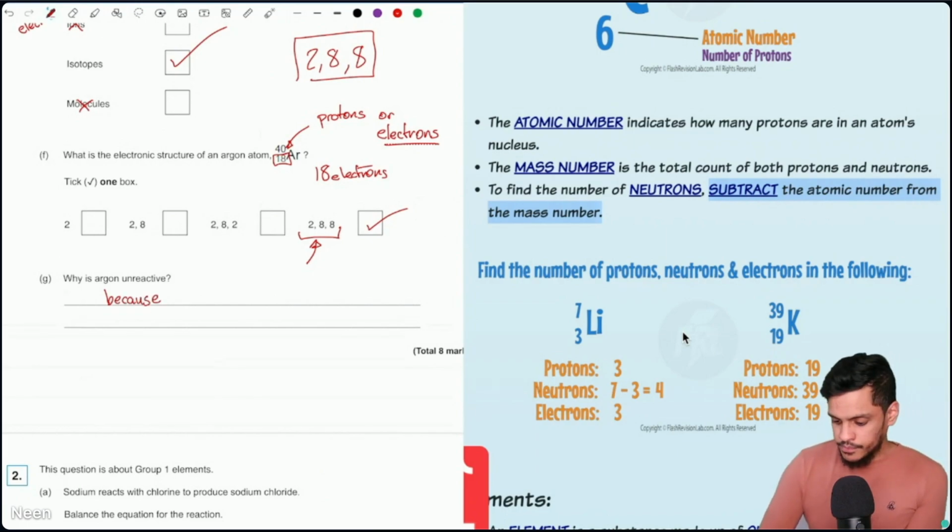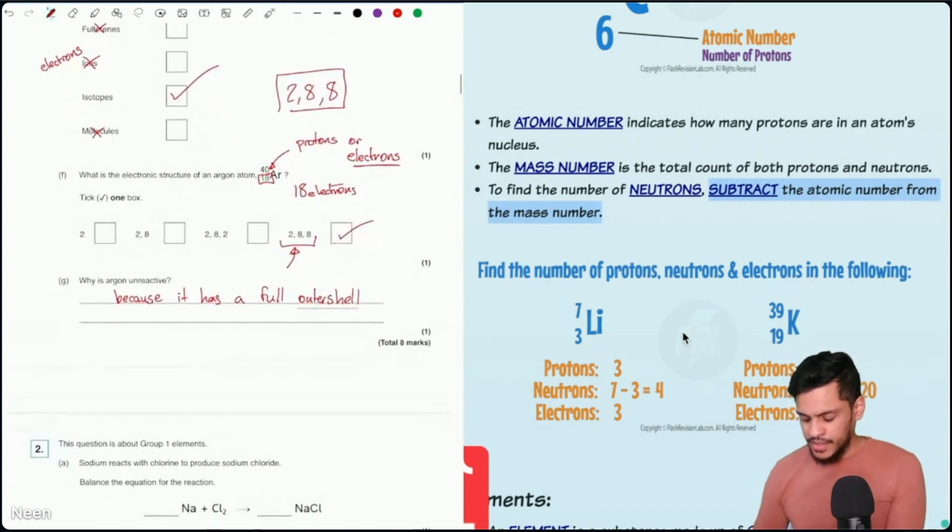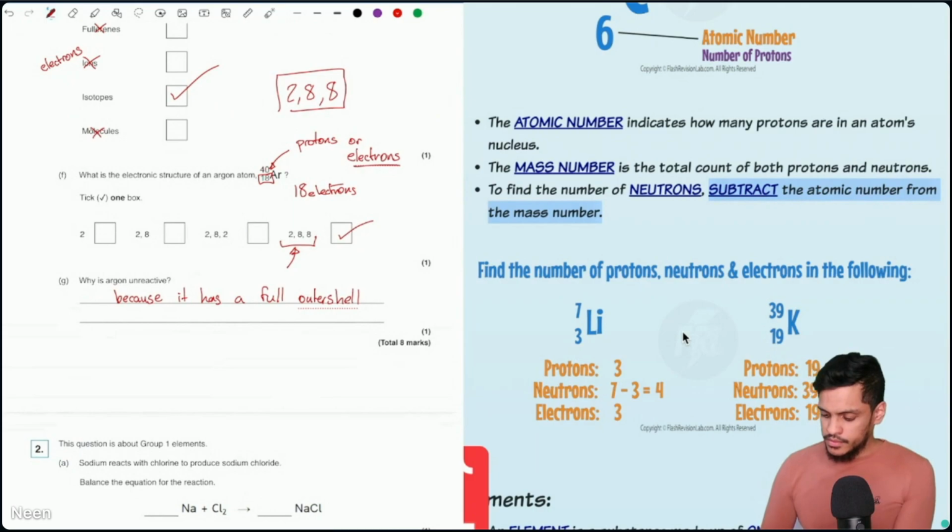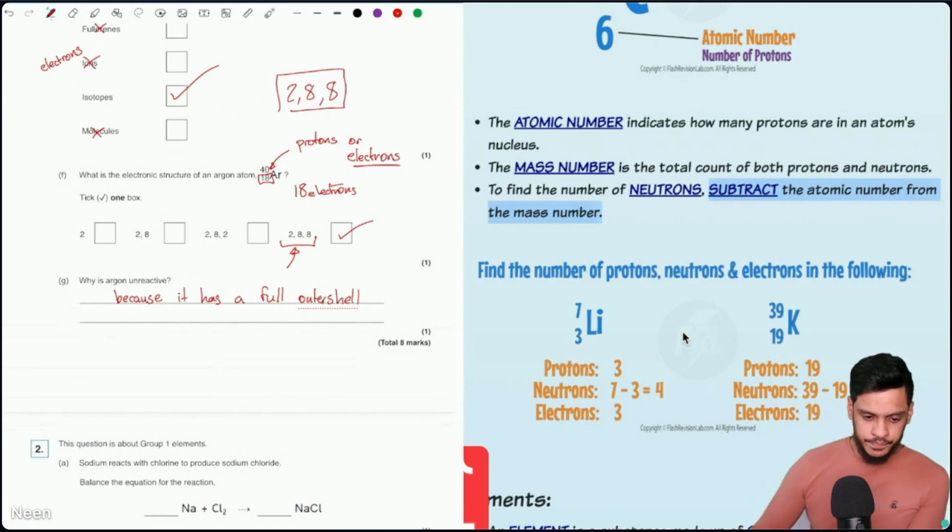Yep, Ranch, well done, because it has a full outer shell. Yep, and well done. It's full outer shell. Let's see how many marks that is. Yep, that should be fine. 1 mark. Nothing else to say there. Well done, guys.